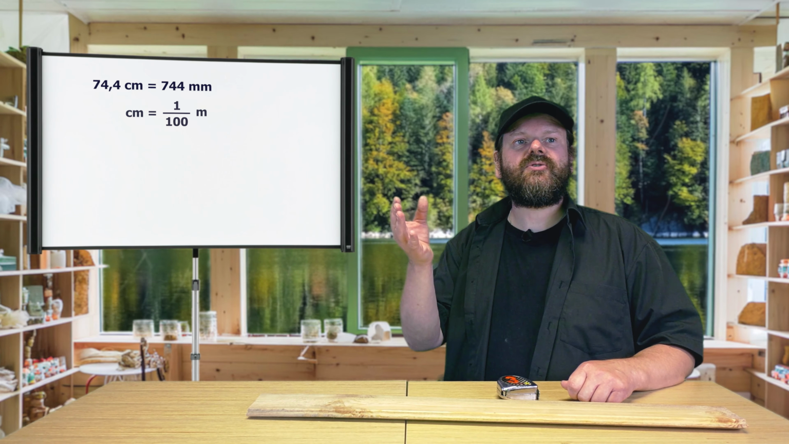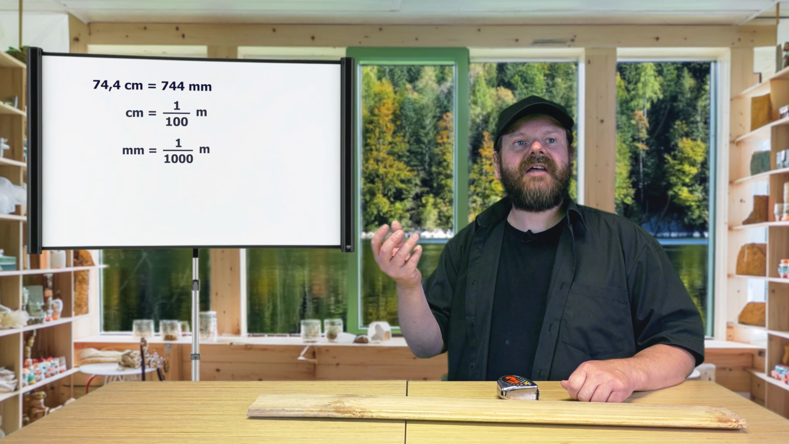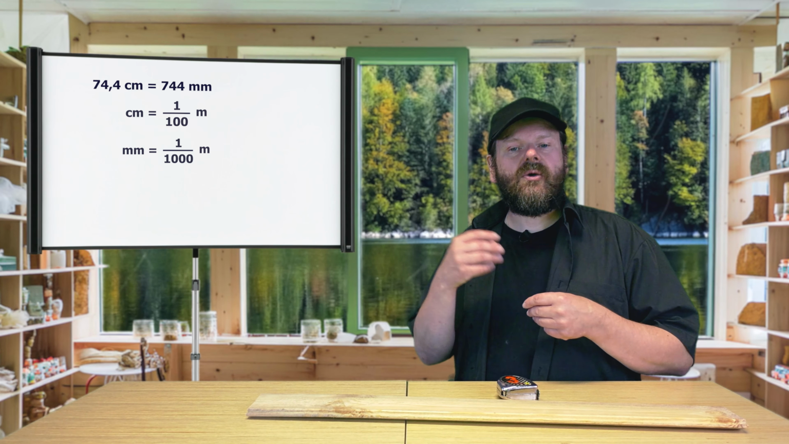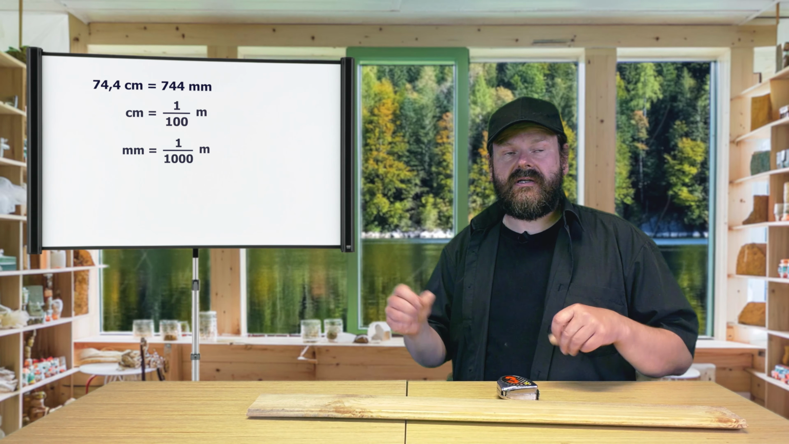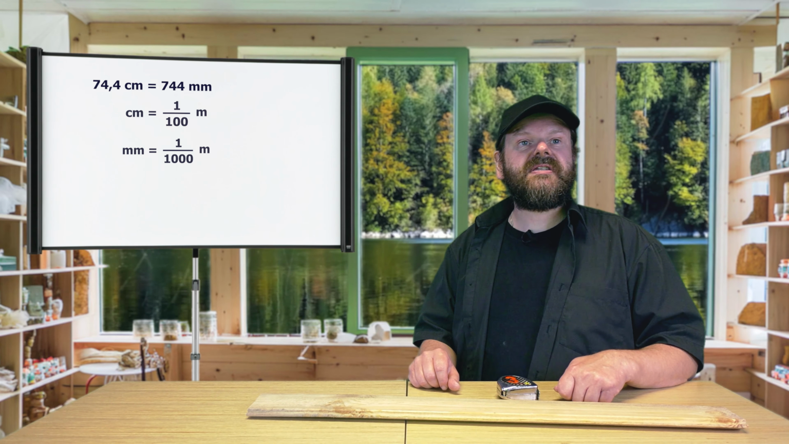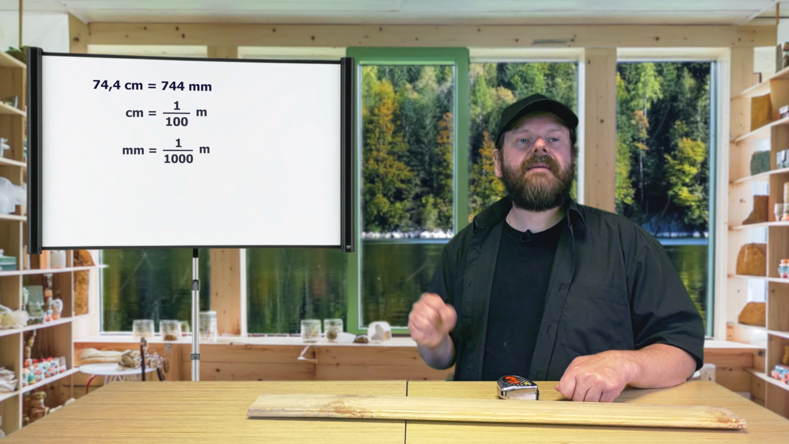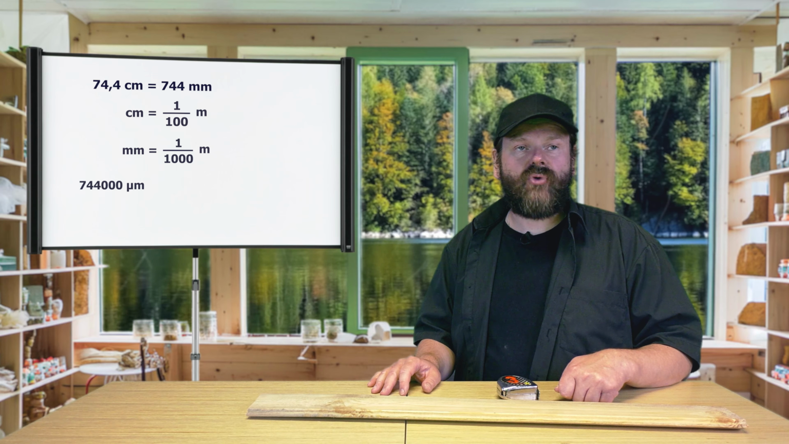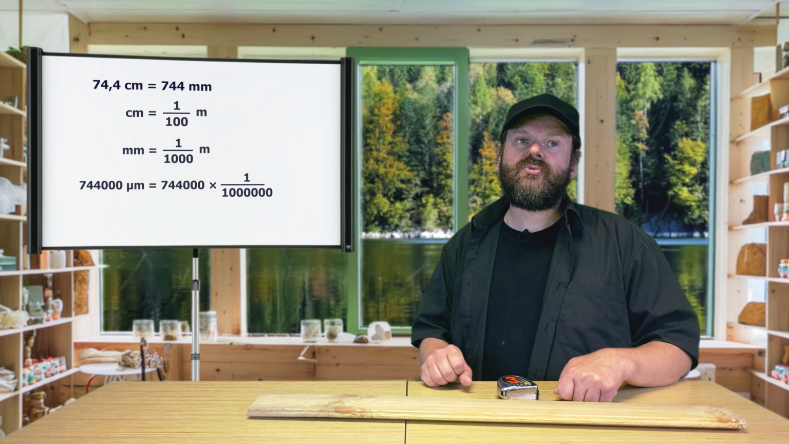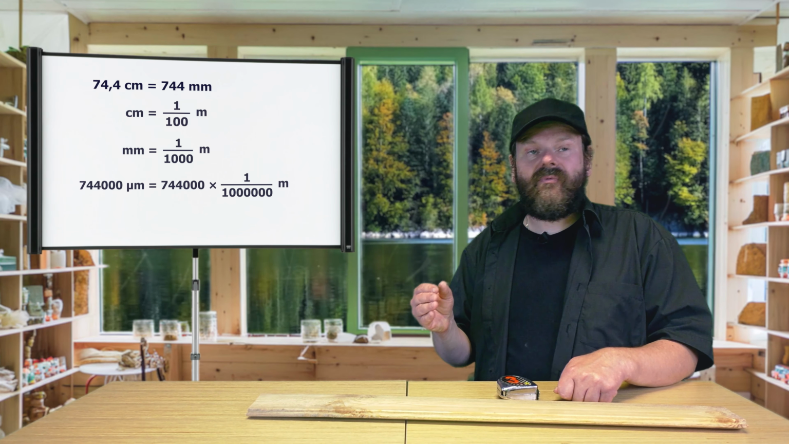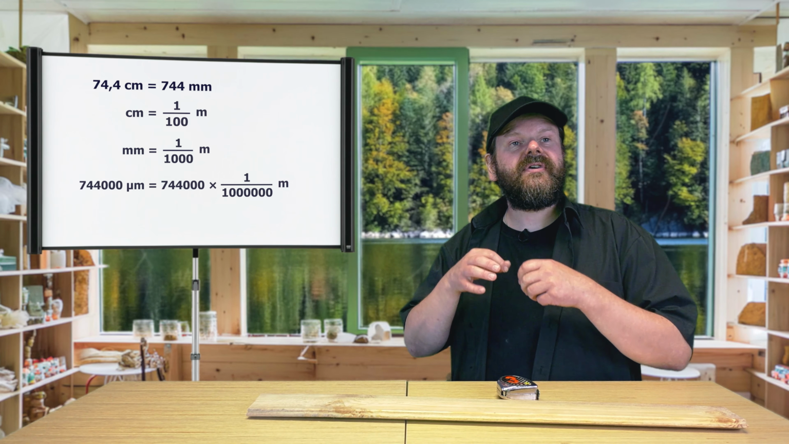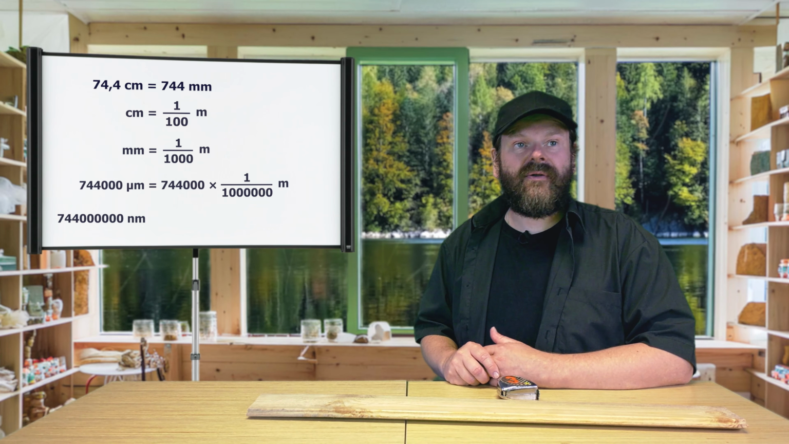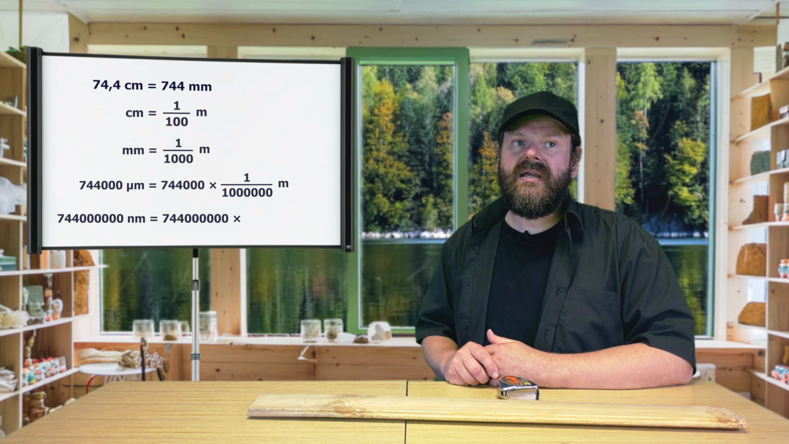Now this centi is 100th, and this milli is 1,000th. So 74.4 centimeters is equal to 744 millimeters. Next, I will move this decimal separator 3 steps, and I will have 744,000 micrometers. So this micro is 1 millionth. And next I will move this decimal separator by 3 steps, and I will have 744 million nanometers. So this nano is 1 billionth.